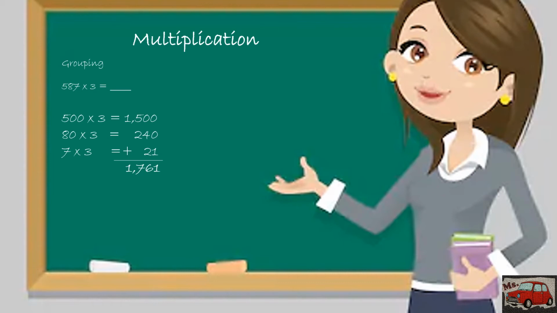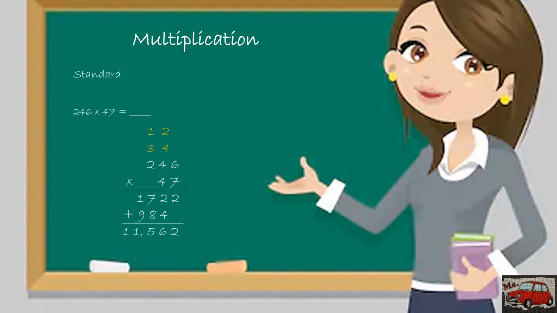1,761. By the way, when you multiply a number and another number na puro 0, easier way is to just multiply the number and then add the zeros. Like 500 times 3, i-multiply mo lang yung 3 at saka 5, which is 15. Tama? Tapos, idagdag mo yung dalawang 0 na nakay 500. Another, 80 times 3. Multiply mo lang yung 3 at saka 8, which is 24. Tapos, idagdag mo yung 0 na meron dun sa 80. Okay?